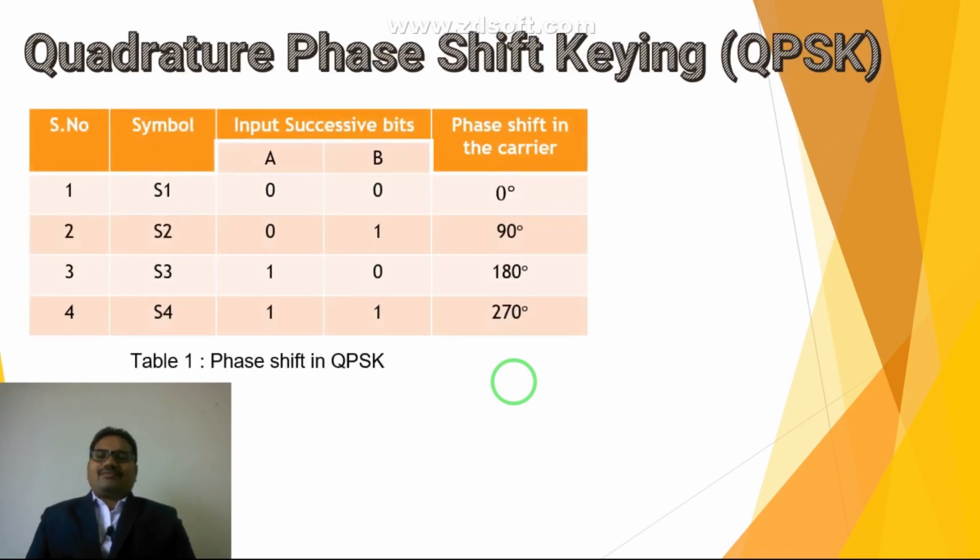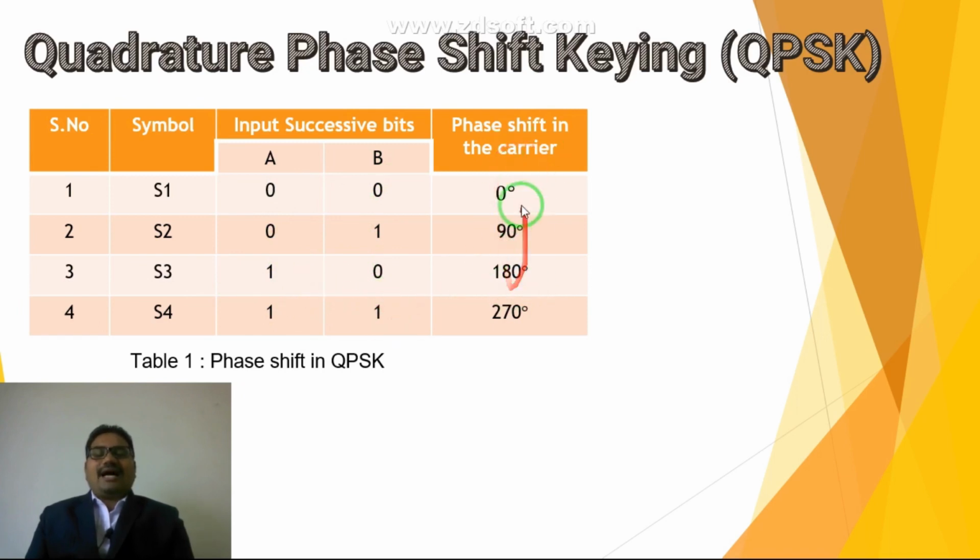From this table, basically, it is a way to represent QPSK. So how? Now we are going to see. Now this is a phase shift in QPSK. This table tells you that there are a total of 4 symbols: S1, S2, S3, and S4. And these are the input successive bits. Since each symbol consists of 2 bits, S1 represents 00, S2 is 01, S3 is 10, and S4 is 11.